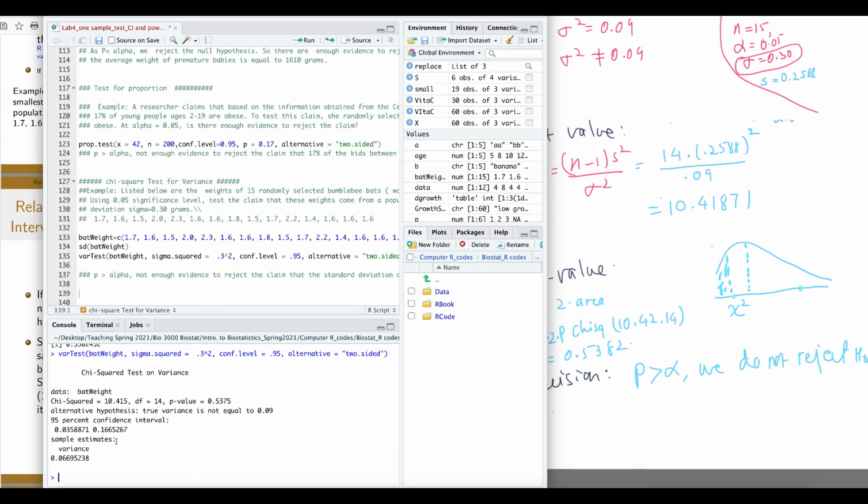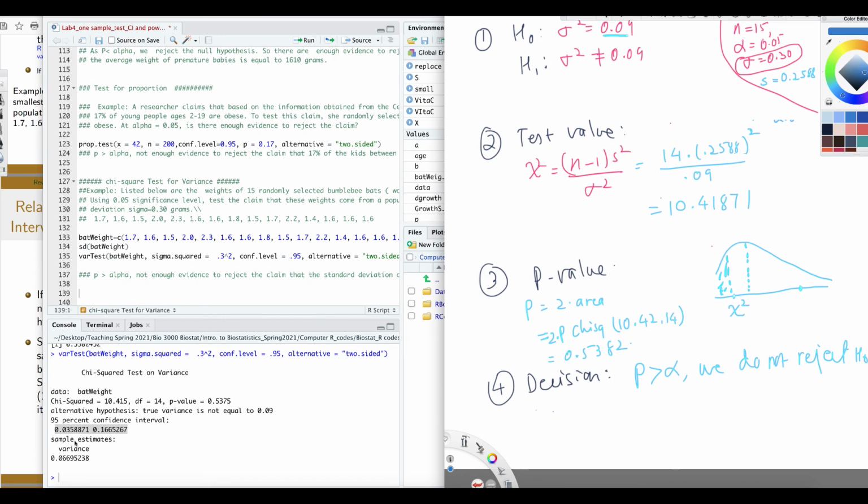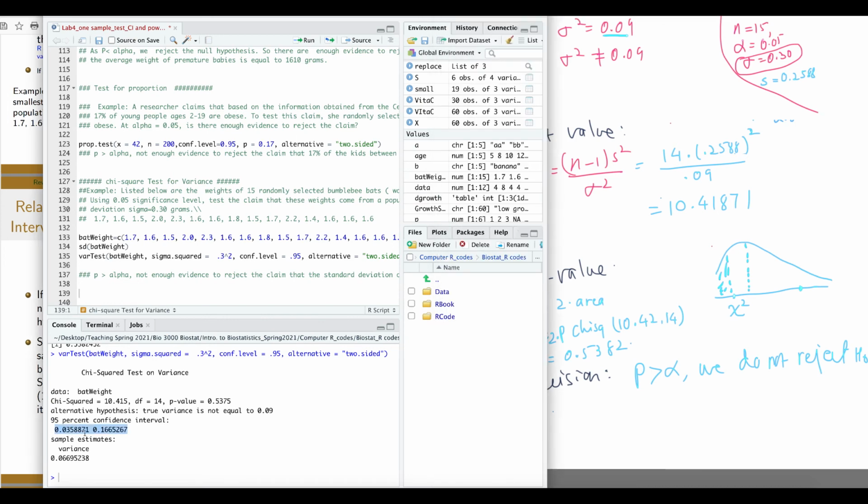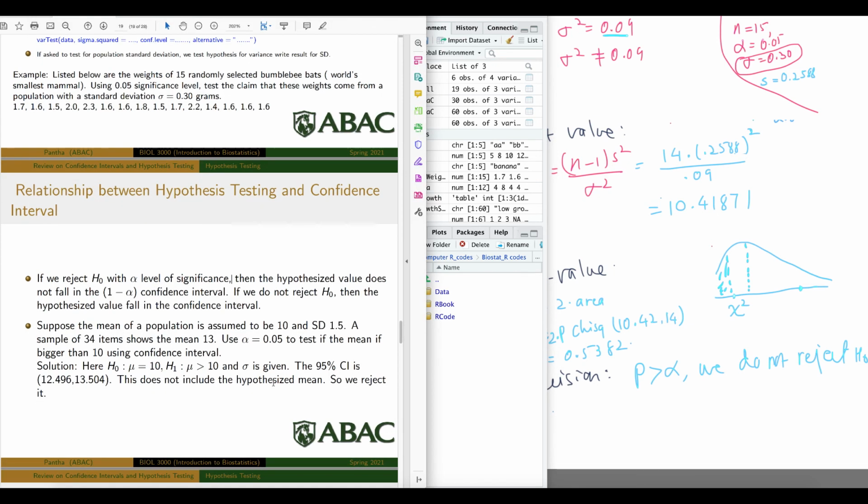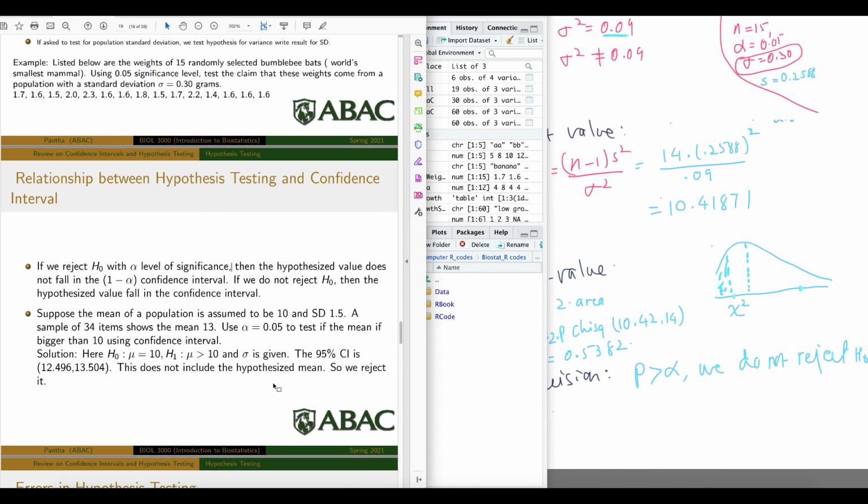Look at this. The confidence interval is 0.035 through 0.16. Does this value 0.09 fall in it? Yes, it falls. So we do not reject the null hypothesis. If it does not fall, then we reject the null hypothesis. So that is the way that you can basically use the confidence interval to test the hypothesis. Okay, all right. So there is an example there.